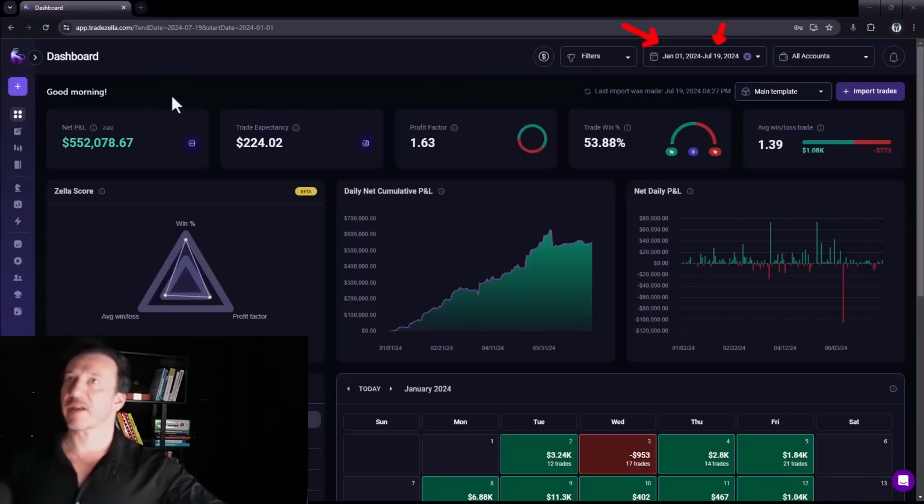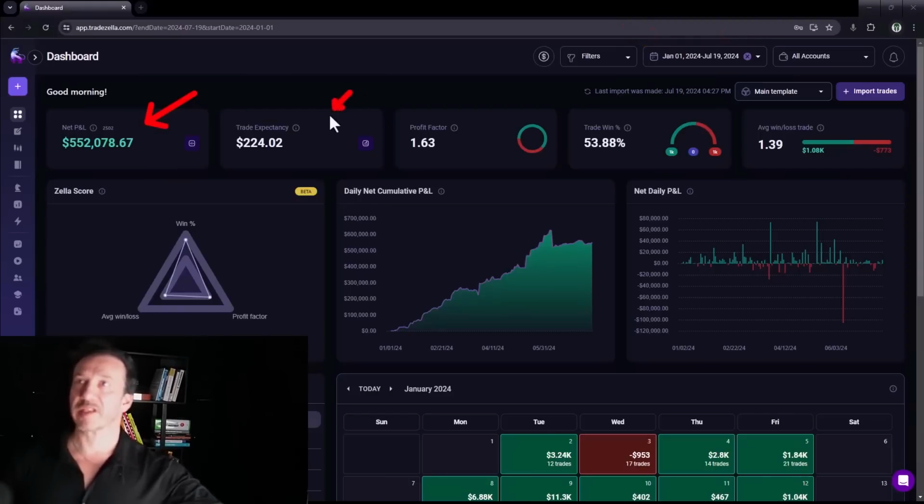Here's where you're at. This account started with $100. Every year, I asked for comments on it, I'm just going to reset the account back to 100 every year, and then I'll just run the account. I think that's the best way to do this. Trade expectancy right now, 224.02. This is really important because it means every time that you touch the computer, you know exactly how much you're going to make. Profit factor, 1.63.